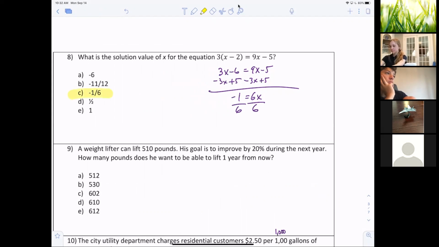The correct answer was C. Now remember, if you get it right, give yourself a check, okay? That way, if you have to go back and study, when I say go review, you're going to know what to review. Anybody have any issues with that?